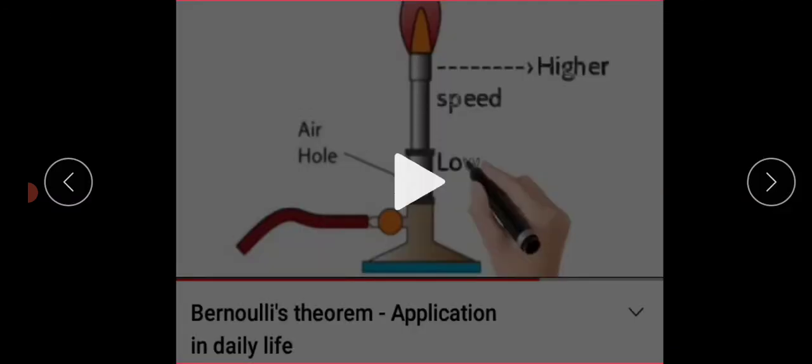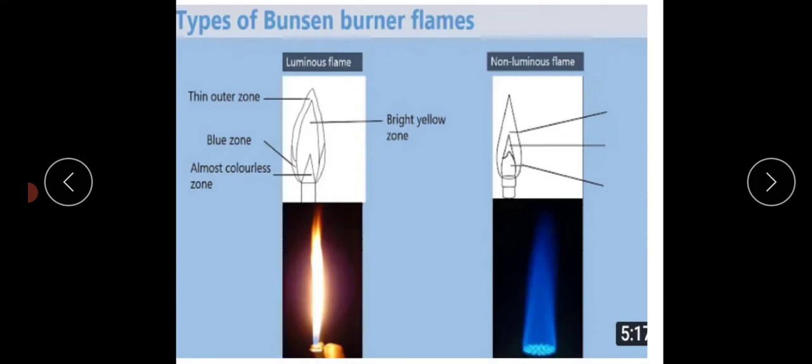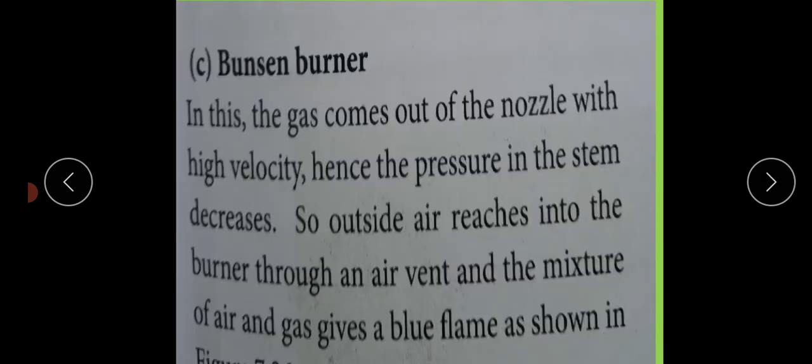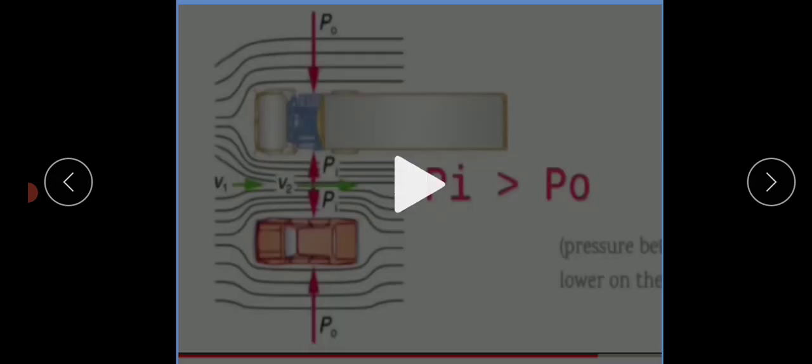That is the application of Bernoulli's theorem. Next application, the Bunsen flame is explained here. In this, gas comes out of the nozzle with high velocity, hence the pressure in the stem decreases. Similarly in the gas stove also, the gas comes out of the burner with high velocity, low pressure. Then immediately atmospheric air, oxygen, enters the burner and mixes with the gas, producing the blue flame. This is an example of Bernoulli's theorem.